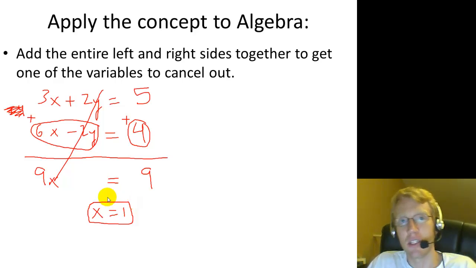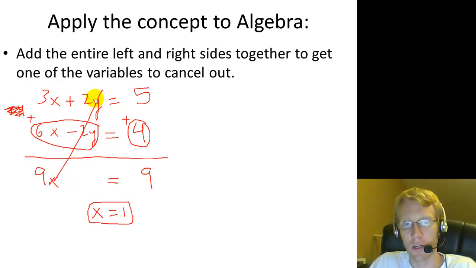Now, you can see that the critical component to make this work was that I had a positive 2y here and a negative 2y here. When I add the two equations together, I add the left-hand side to the left-hand side and the right-hand side to the right-hand side. I can do that because I'm following the golden rule, and when I do that, one of the variables cancels out. If adding the two equations together did not cancel out one of your variables, then this is not a good method to use and you might want to try something else.